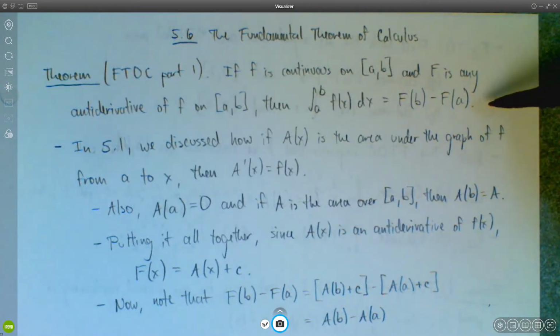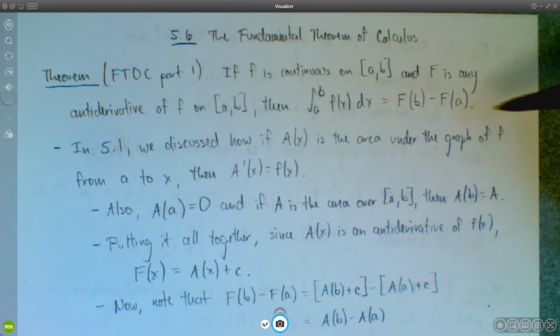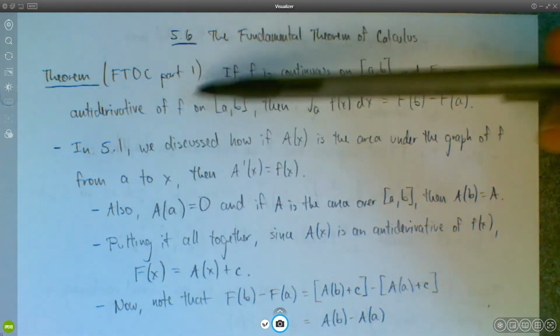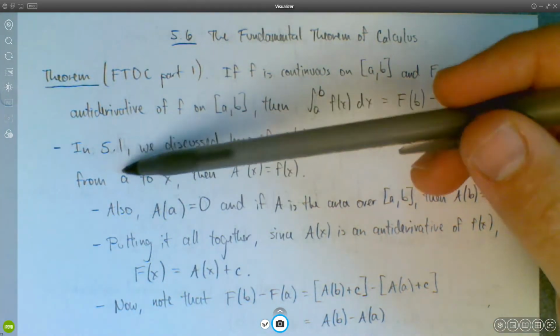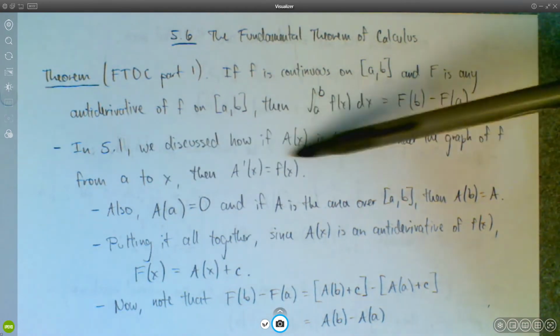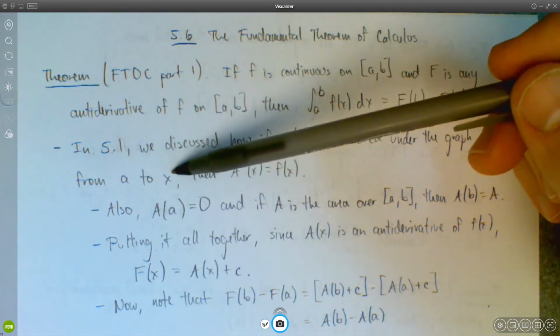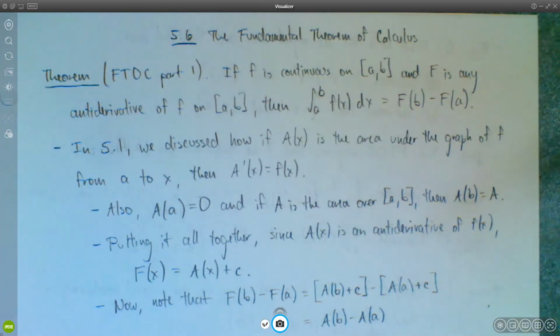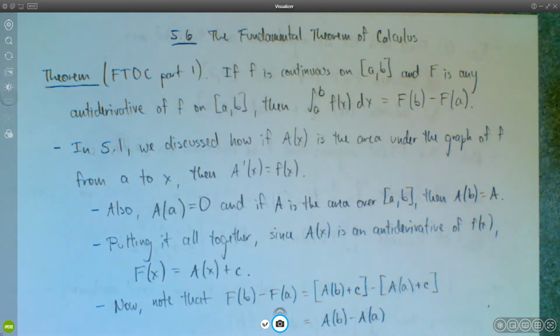I'm not going to walk through a formal proof of this with you. You can find one in the textbook if you're interested. But just based on our discussion in this chapter so far, this should make some intuitive sense, and I'll walk you through why. Way back in 5.1, we discussed how if A of x is the area under the graph of f from a to x, then A prime of x is f of x. That is, A of x would be an antiderivative for f of x.